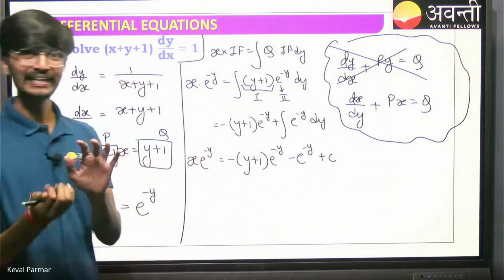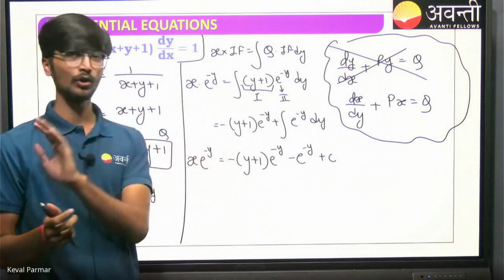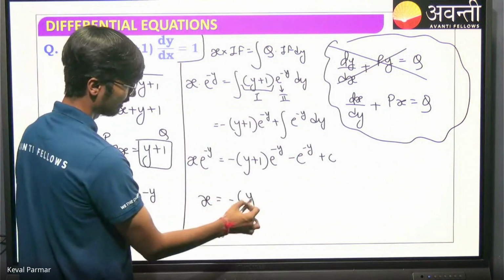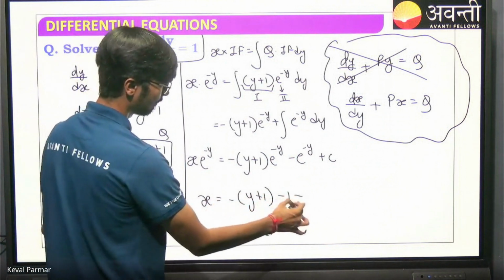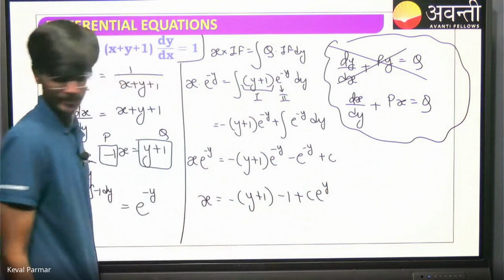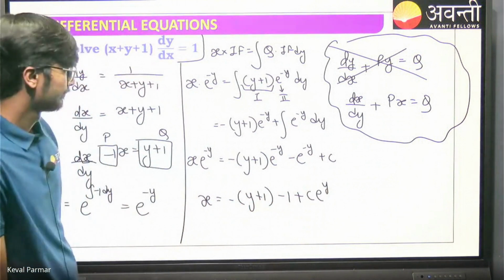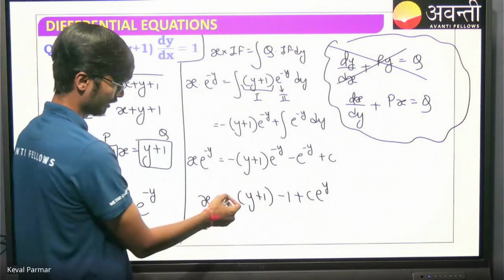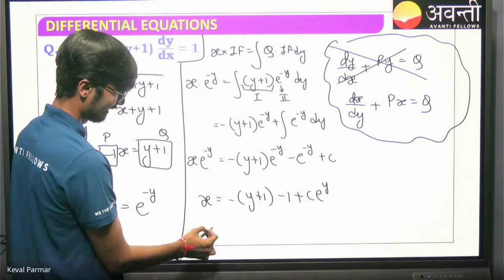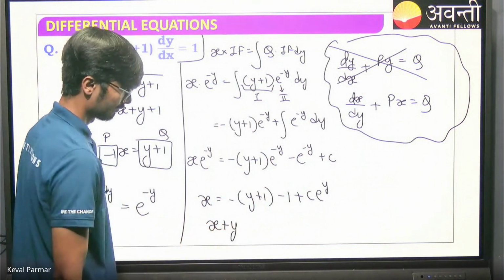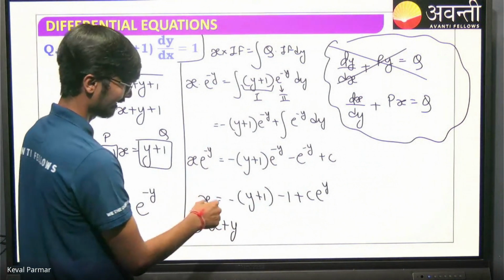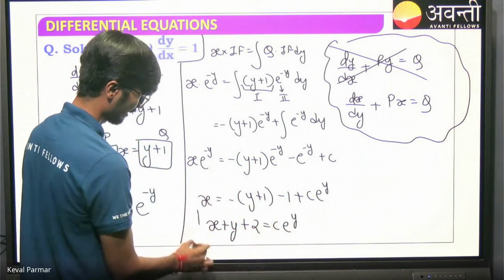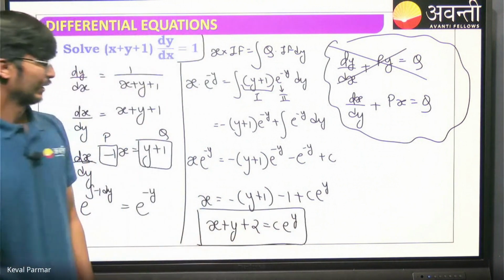If you don't like e raised to minus y, then we can multiply throughout by e raised to y. So it will now look like x equals minus of y plus 1 minus 1 plus c into e raised to y. Is it clear? We can simplify it further. You can open the minus. So we'll get x plus y, we can bring everything on the right hand side, plus 2 is equal to c e raised to y. This is my answer. I hope it is clear.